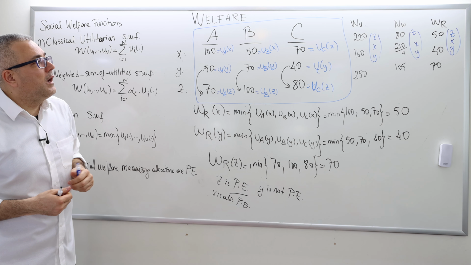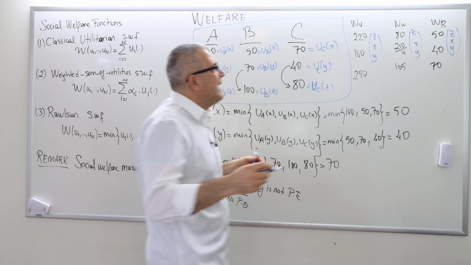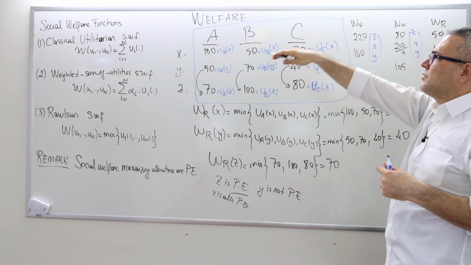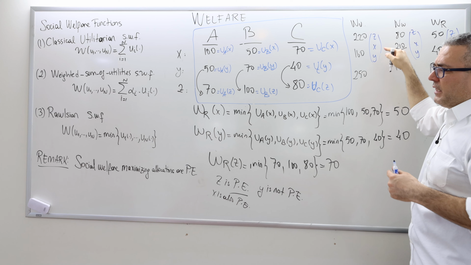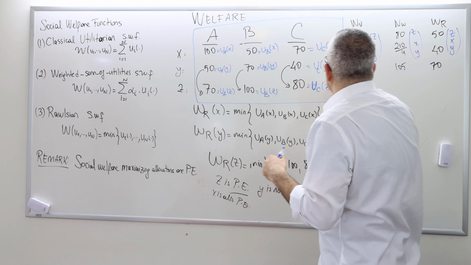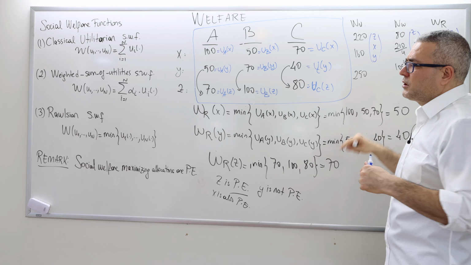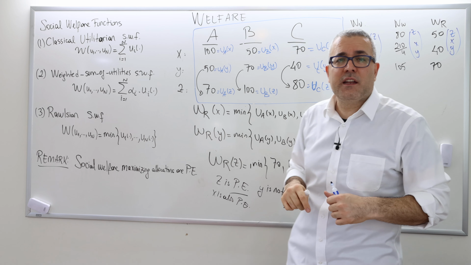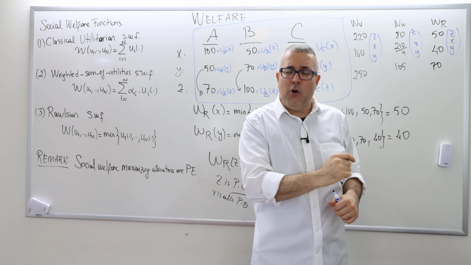Okay? Which kind of makes sense, because whatever social welfare function we used, Y was never the social welfare maximizing allocation. Instead, Y was always the socially worst alternative. And, well, it happens that it is not Pareto-efficient. I hope that was clear.